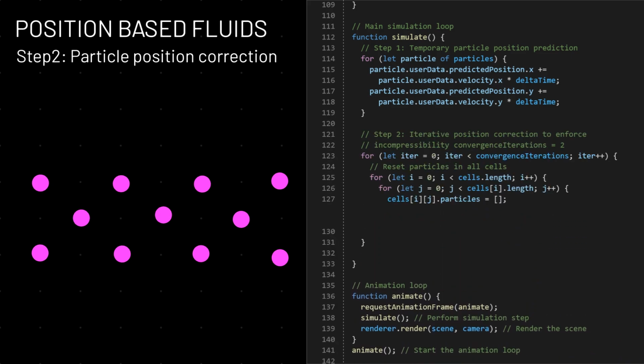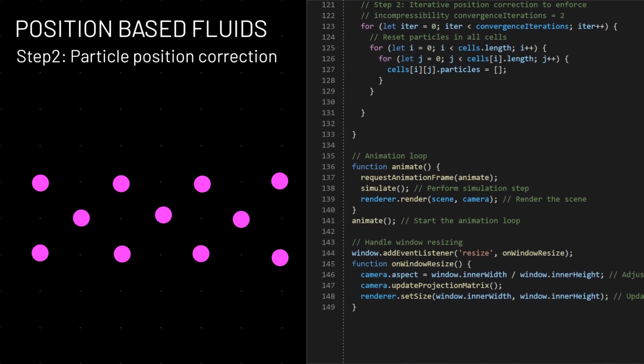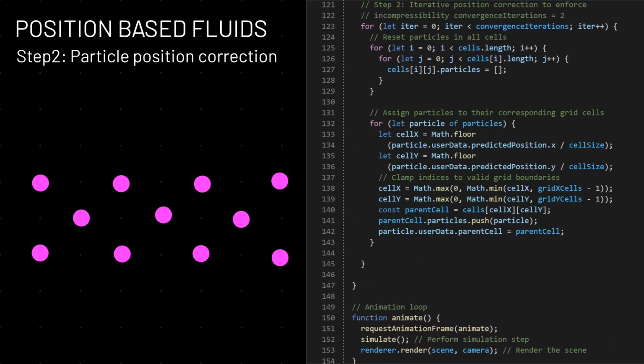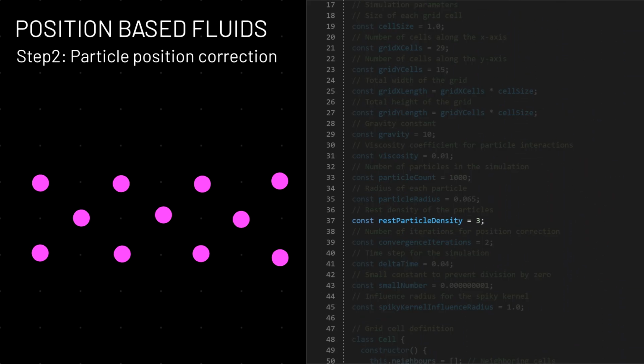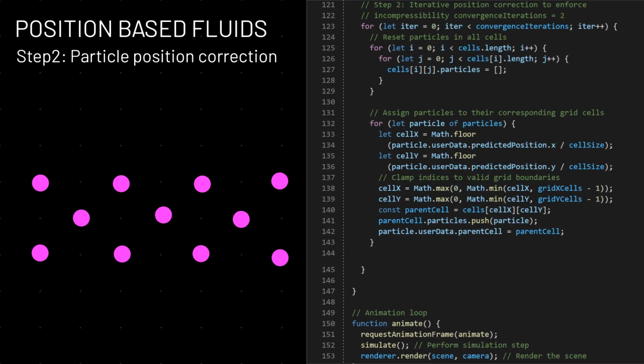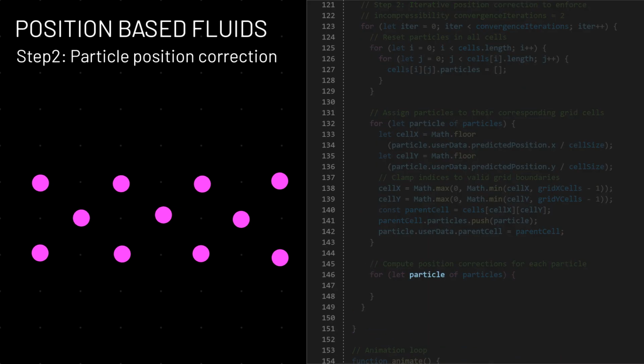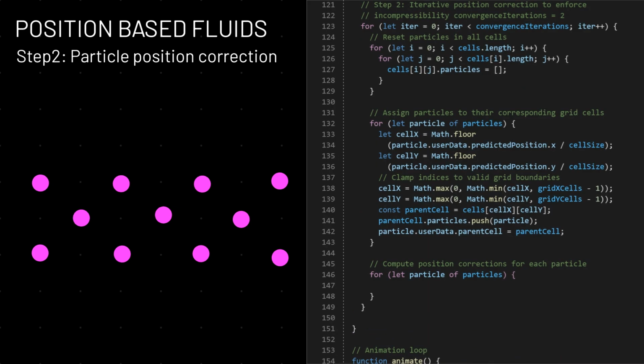Let's clear particles within each grid cell and then place each particle in the appropriate cell based on its position. We already determined the density we want for our fluid. What we need to do now is to determine by how much the current particle deviates from the target density in order to make the necessary corrections. The closer a particle is to its neighbor, the denser the fluid is at that location.